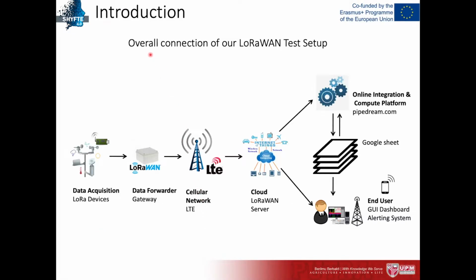This slide illustrates the overall connection of our LoRaWAN test setup. To operate a LoRaWAN network, you need a LoRaWAN server to manage your gateway and allow the devices to securely communicate with the cloud. It is the heart of every LoRaWAN network. The main network server's responsibility is assuring the security, data routing, and battery optimization of the LoRaWAN gateway.